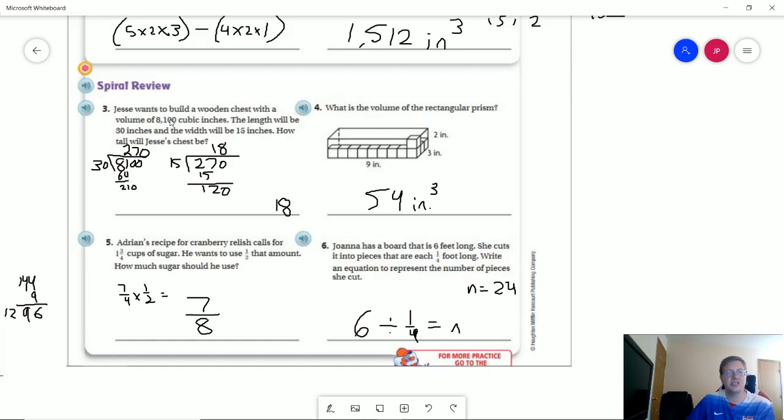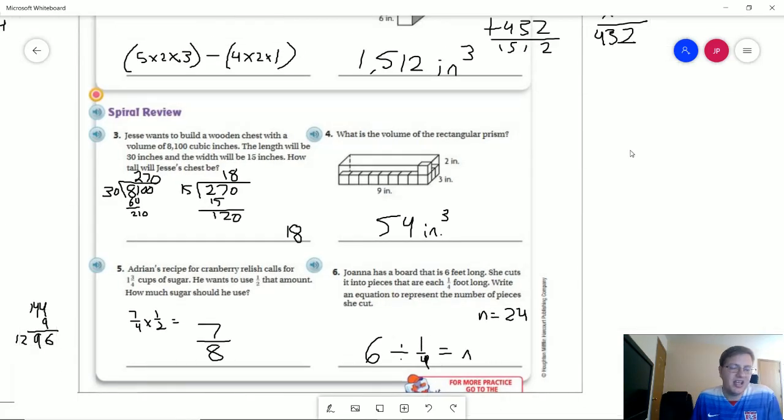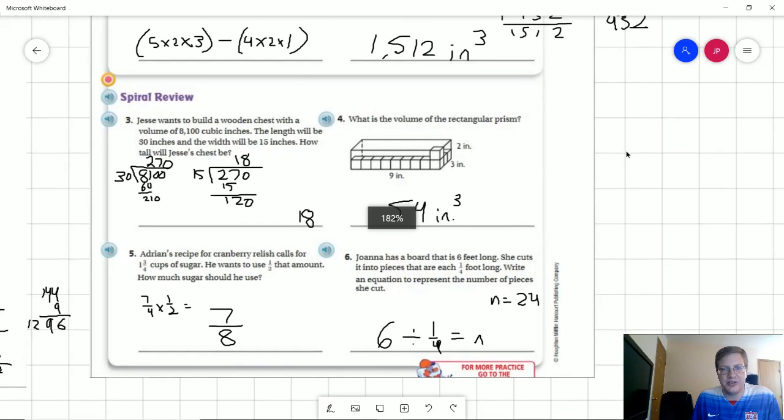However you choose to do that, I usually do repeated division when I'm working with that. And that's again the strategy that I prefer to use. That doesn't mean that that's the only way to do it.